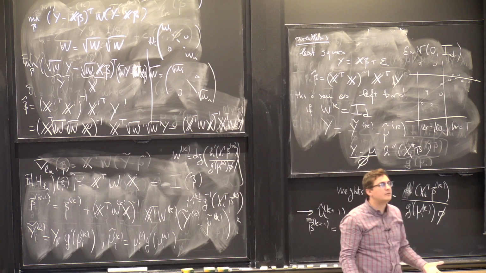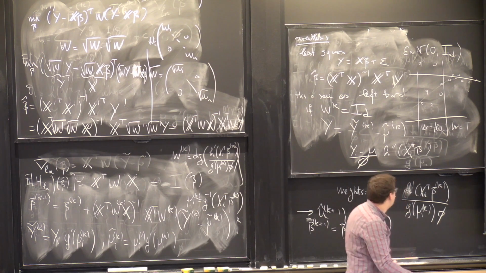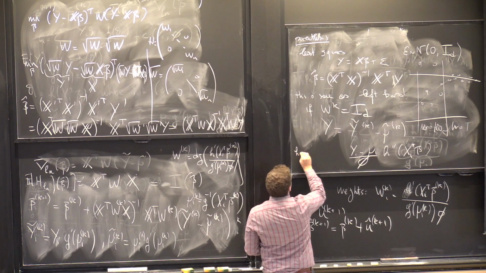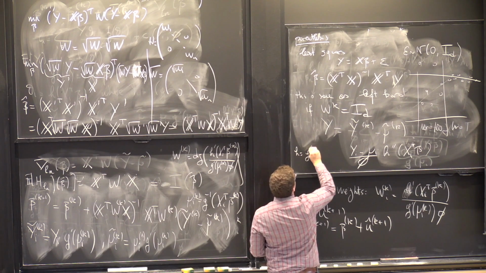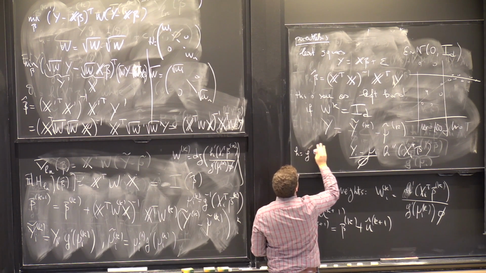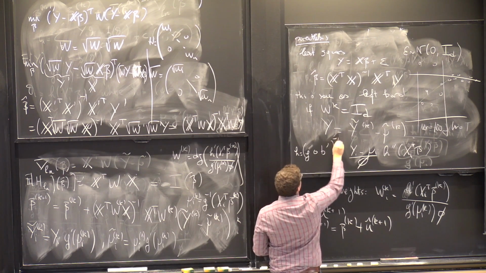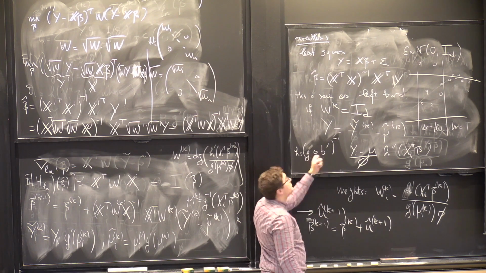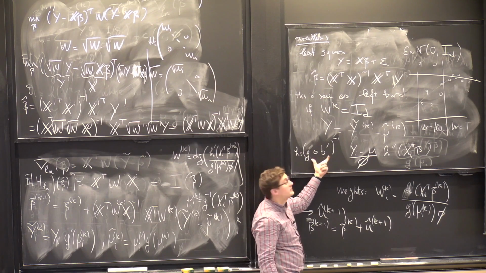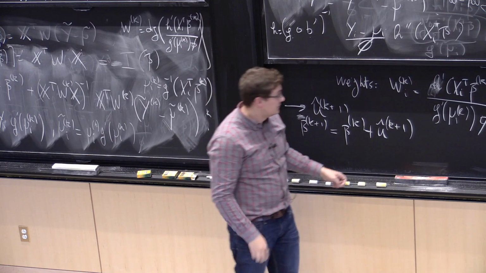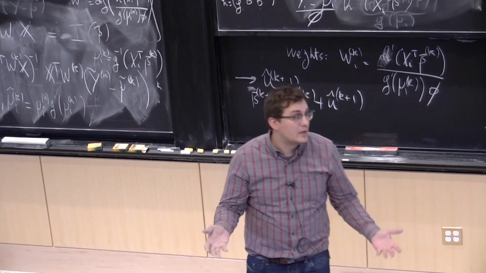And that always happens when you have the canonical link, because h is g prime inverse, and g is equal to b prime inverse. The canonical link is b prime inverse. So this thing is the identity. So the second derivative of f of x equal to x is 0.